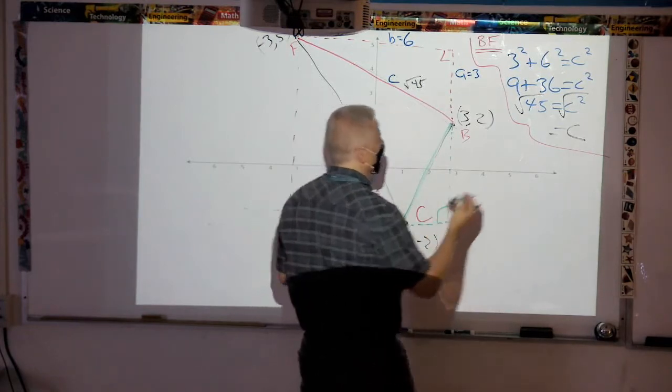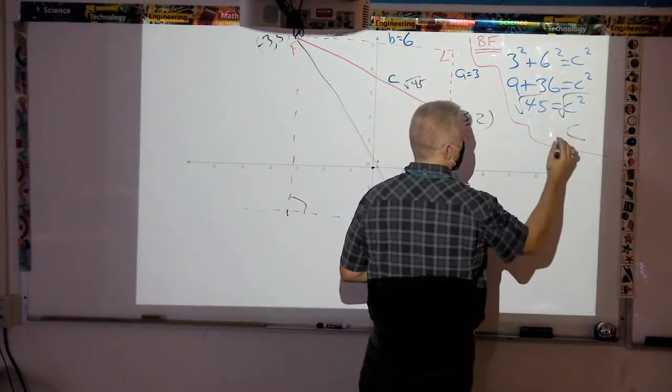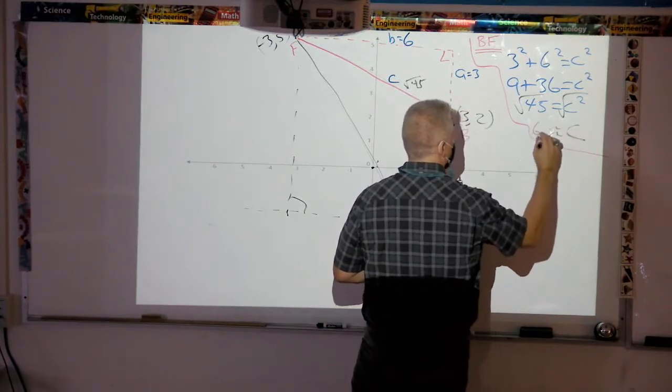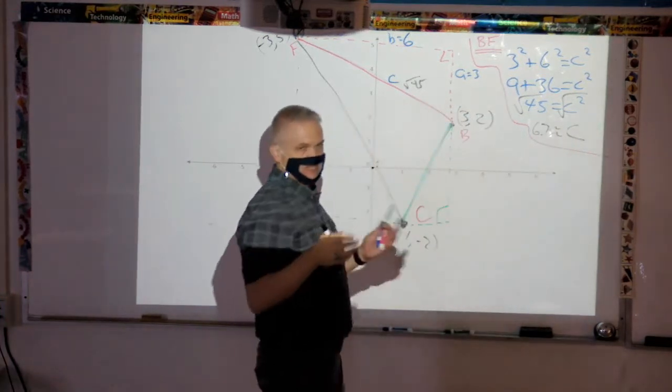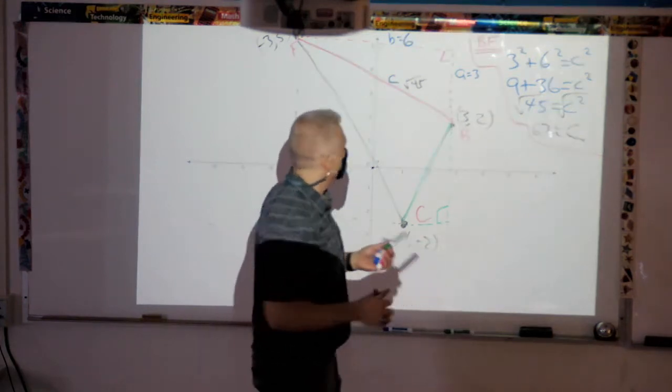6.7. Okay. So because we're rounding it, I'm going to put the approximation. So C is approximately 6.7 units long.